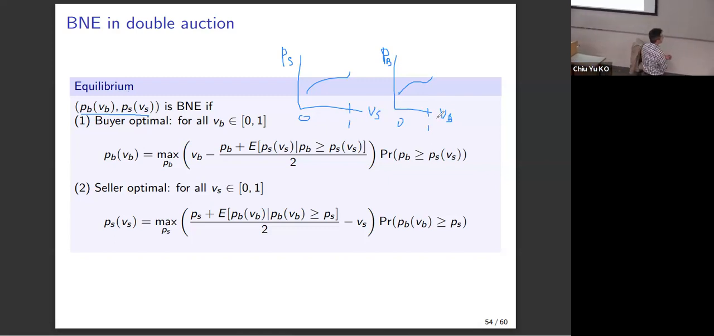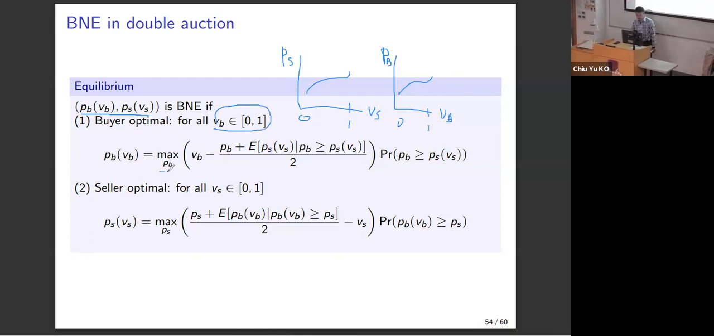So what the buyer does is choose a price. For each valuation, he will choose a price. So I pick a valuation. What is the price that he will give? Look at his valuation minus the price, times the expected payoff when you can have trade. First, look at the second one. This is the probability of the trade. You only have a trade if your price is higher than the price asked by the seller. Is that clear?